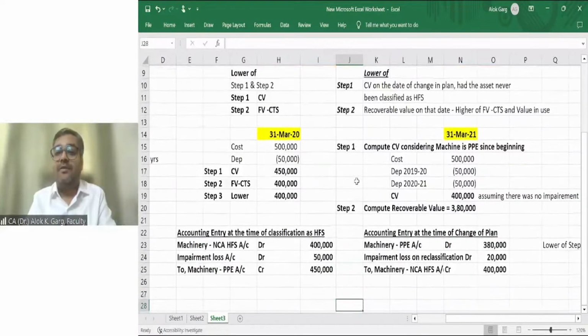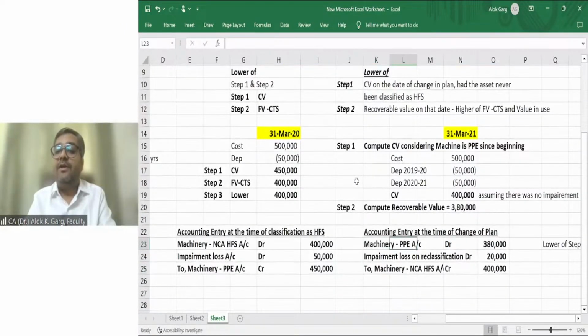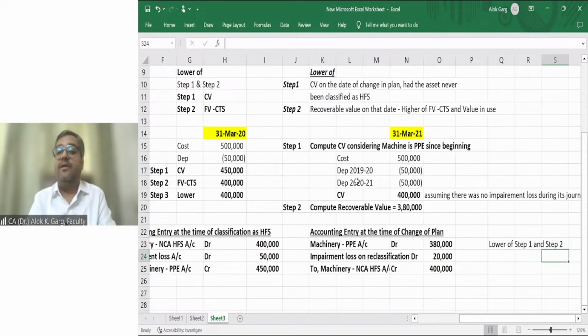What is lower? 3,80,000 is lower. What is the accounting entry? Machinery PP account debit 3,80,000, to machinery NCHF account 4 lakh. This 20,000 will go to impairment loss on reclassification account, debit 20,000.